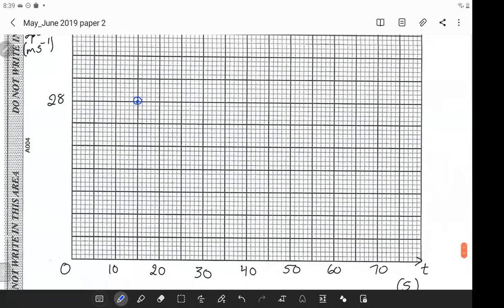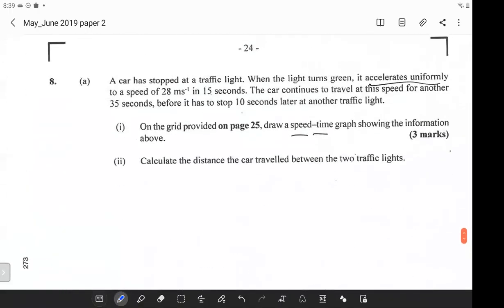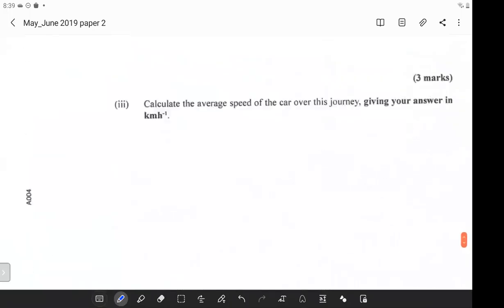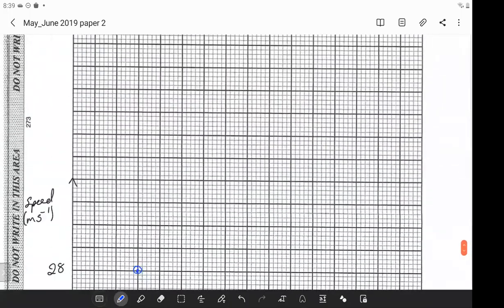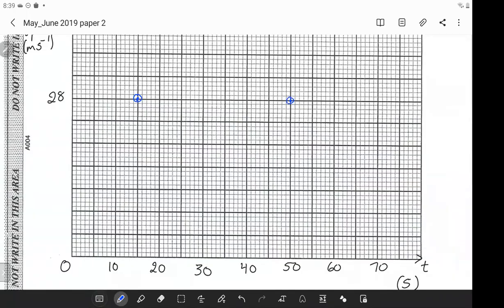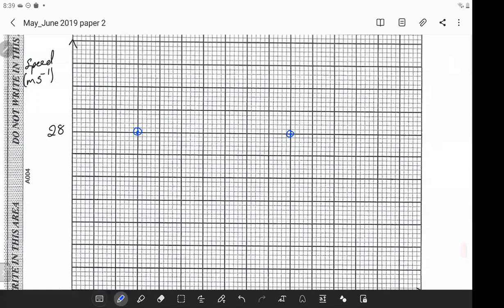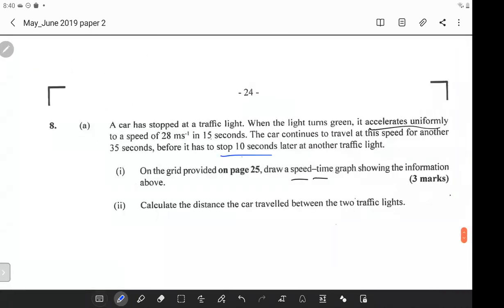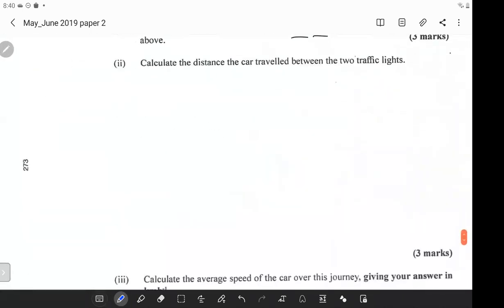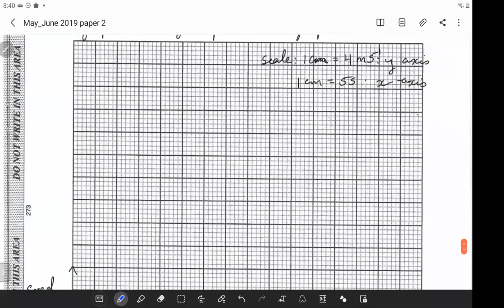Then they continued at that speed for 35 seconds. Right, 35 seconds. So 35 and 15, that is 50. So at 50 seconds, it was at that speed. And it took how long to come back to rest? It has to stop in 10 seconds. So 10 seconds later, it has to stop. So 10 and 50, that's here.